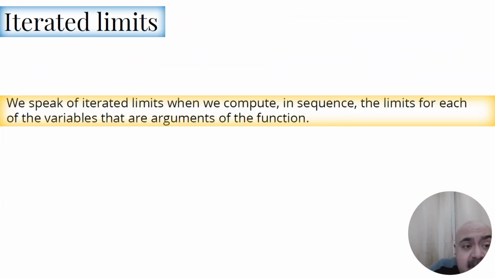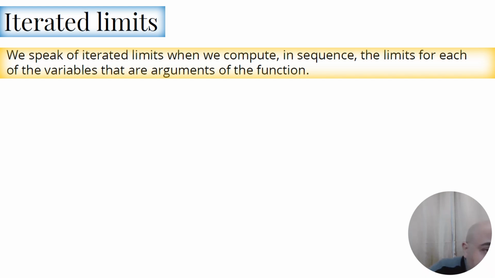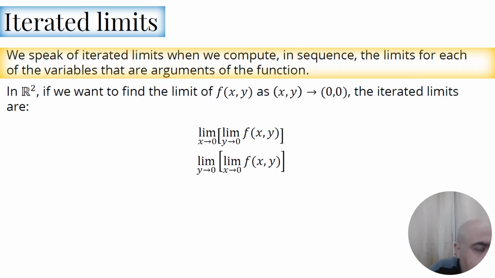Also, one of the very famous methods is the iterated method, or the iterated limits. We speak of iterated limits when we compute in sequence the limits for each of the variables that are arguments of the function. So in R2, if we want to find the limit of f of x,y as (x,y) tends to (0,0), the iterated limit states that I can take the limit first for y equal to 0, then I will do the limit as x tends to 0, and vice versa, and study the case.